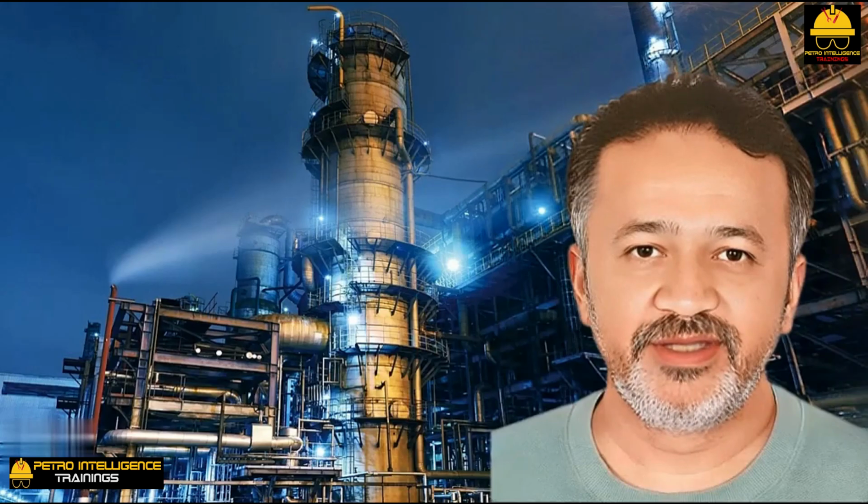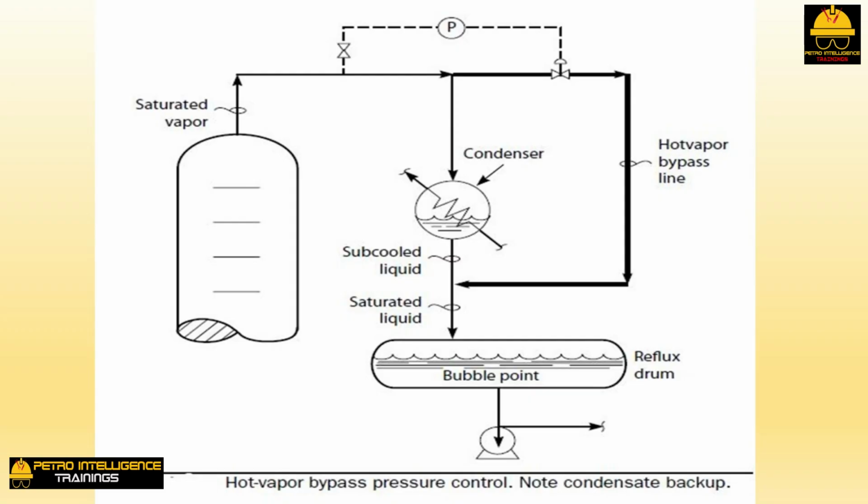Hot vapor bypass and hot vapor bypass pressure control. A more modern way of controlling a tower's pressure is shown in picture. This is the hot vapor bypass method. When the control valve on the vapor bypass line opens, hot vapors flow directly into the reflux drum. These vapors are now bypassing the condenser.